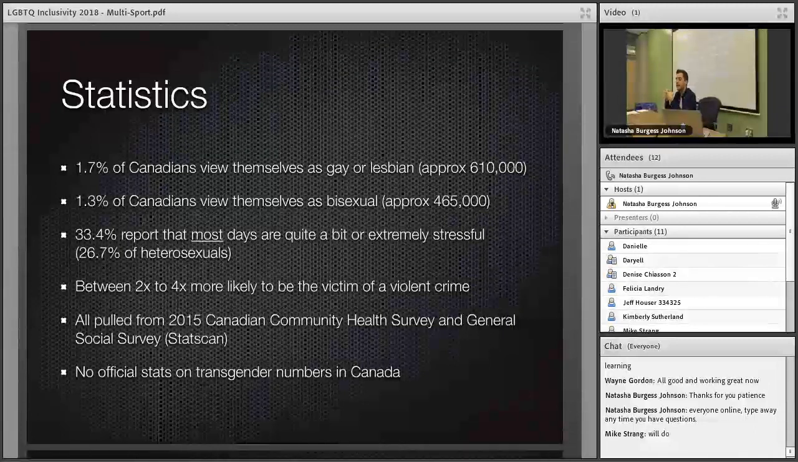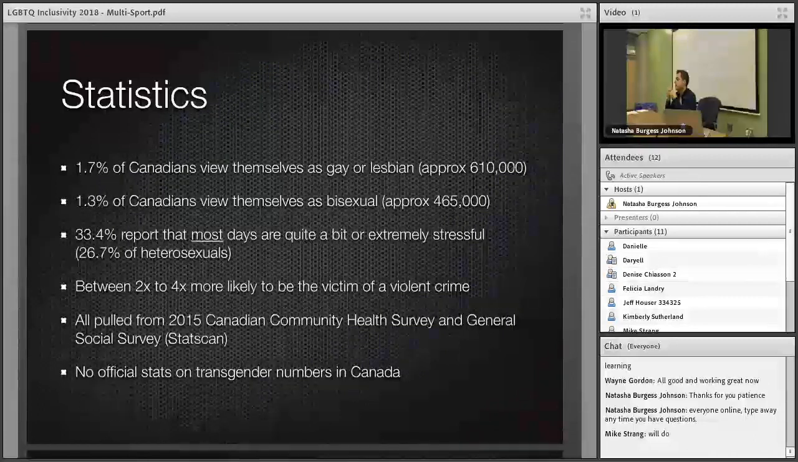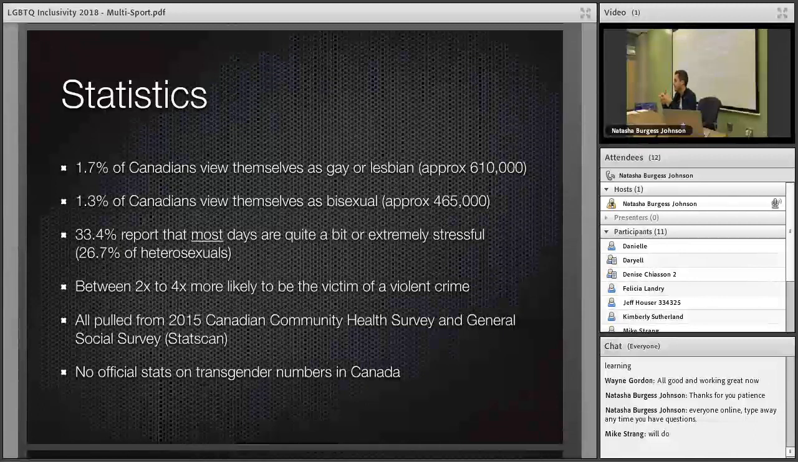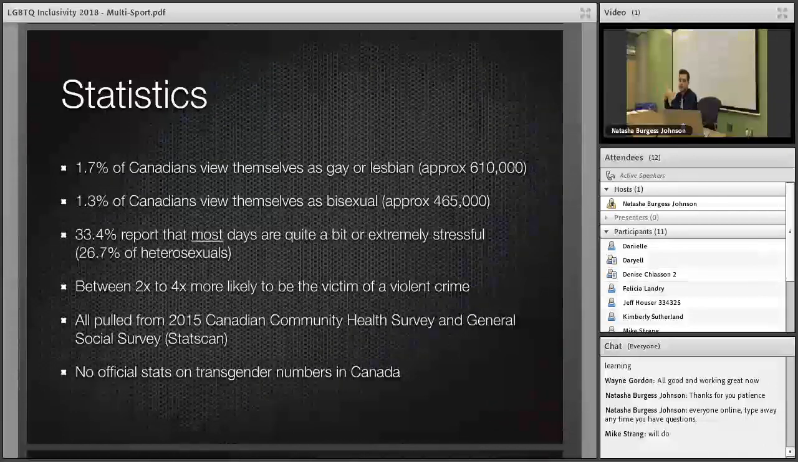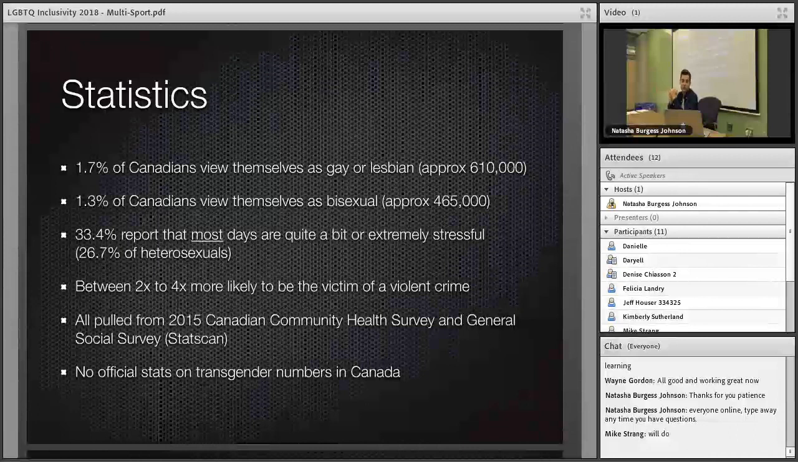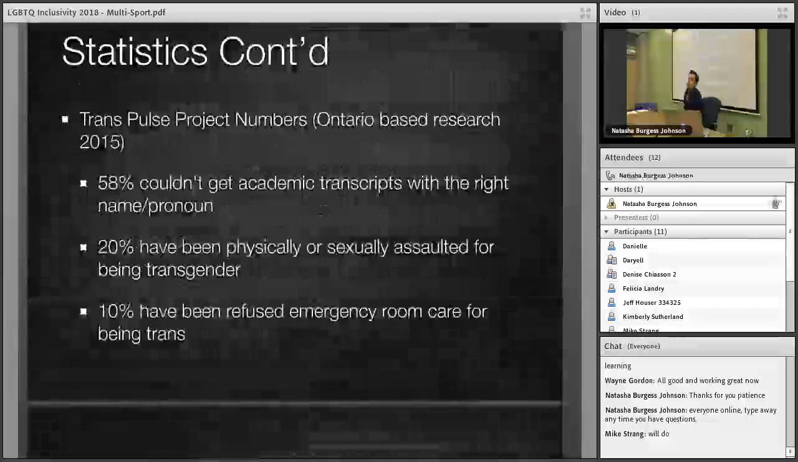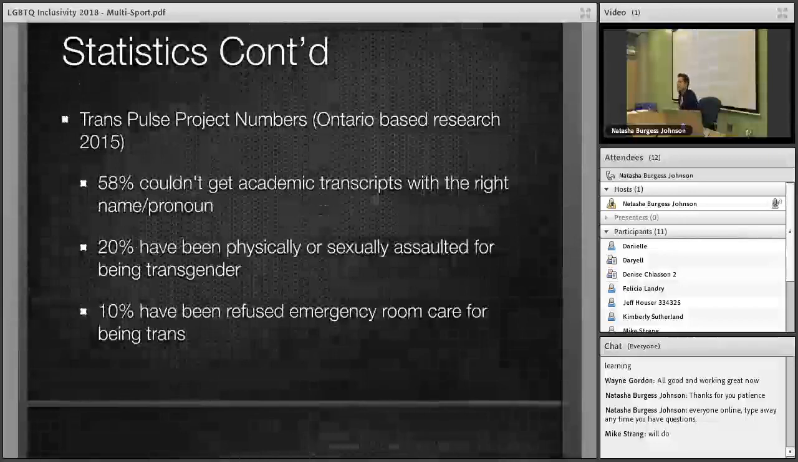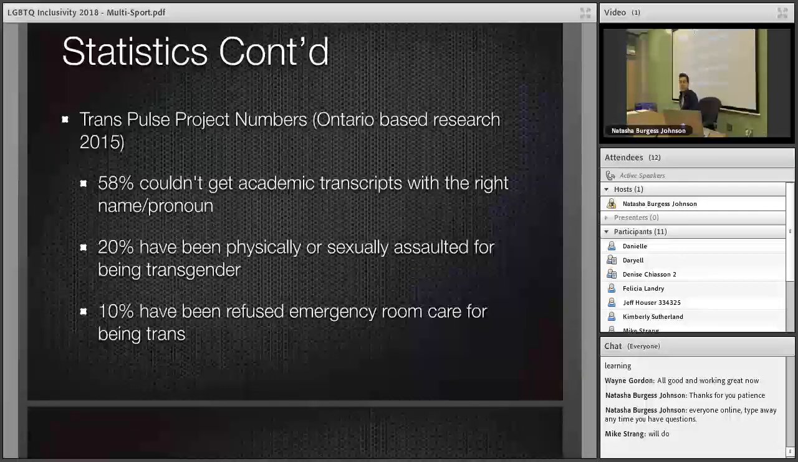So the two times are lesbian women and gay men, who tend to be 2 times more likely to be victim of violent crime. Transgendered people tend to be 4 times more likely to be victim of violent crime. So there's a lot of other reasons why that can come about, but that's just what the pure numbers tell us. There's also a study in Ontario that was done in 2015 called the Trans Pulse Project.